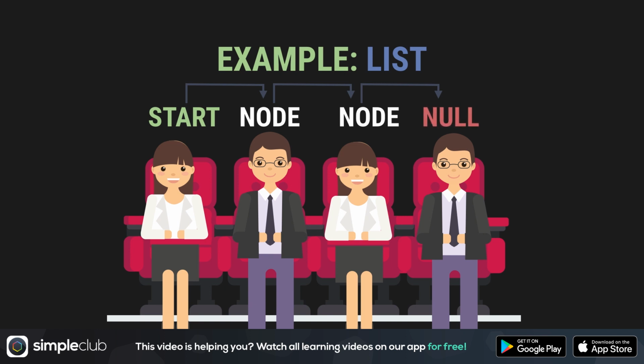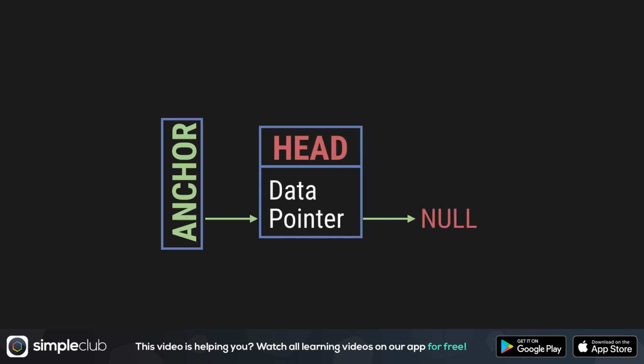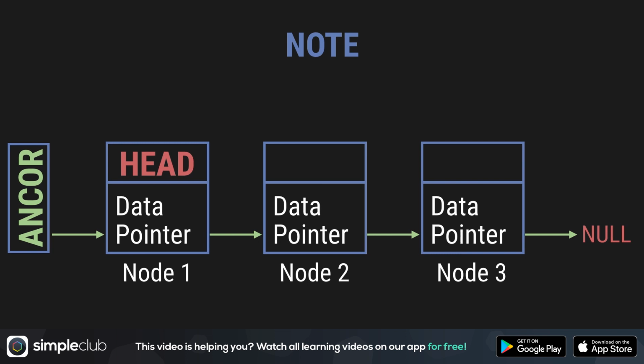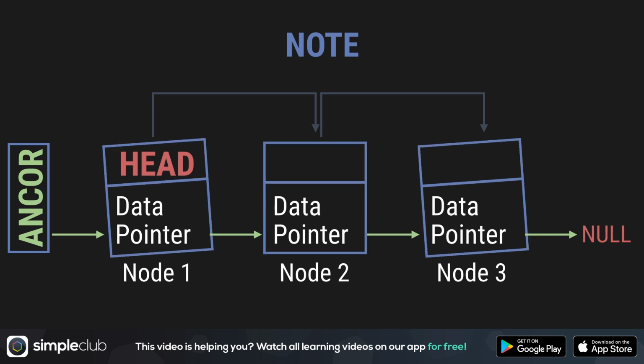Got it? No? Okay, let's try this again. The first element in a list is called the start pointer, or you could call it the anchor if you want. The anchor points to the first node in the list. This node is also called the head of the list. If this element is the only one in the list, then the head points to the null element. The null element represents the end of the list. In larger lists, the last node just always points to null. One important thing to remember here is that in a linked list, each node only knows the node that comes immediately after it. That means node 1 knows all about node 2, but it doesn't know jack about node 3.